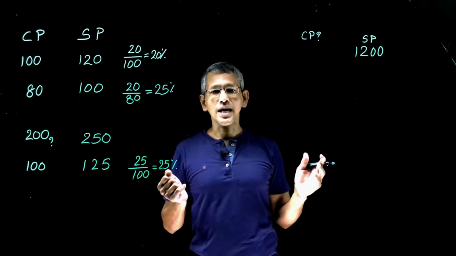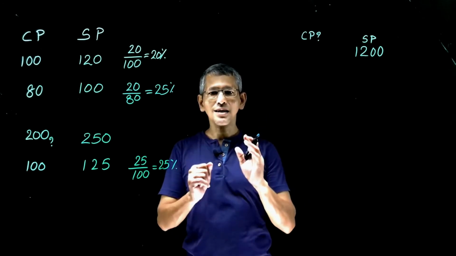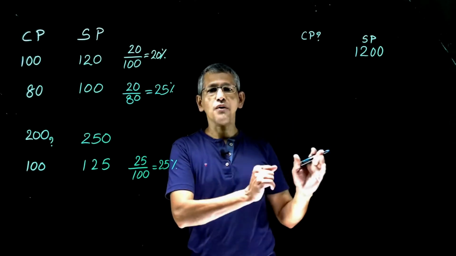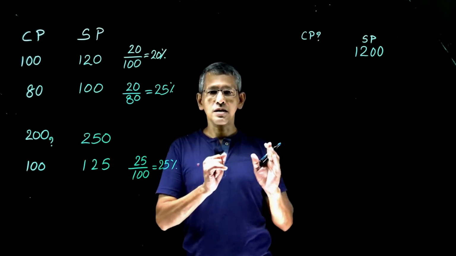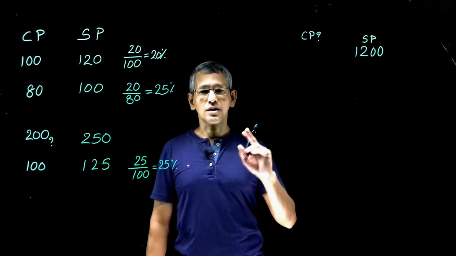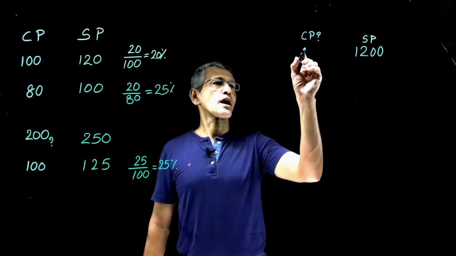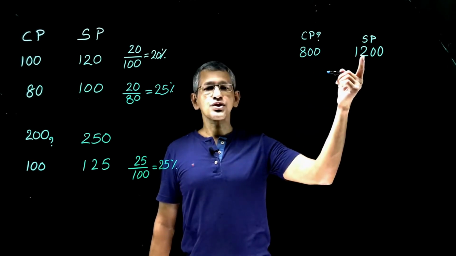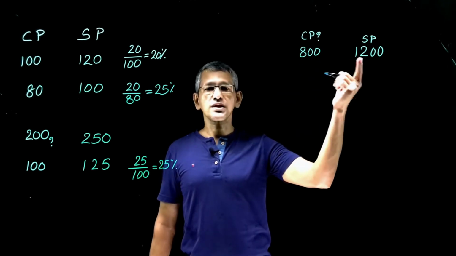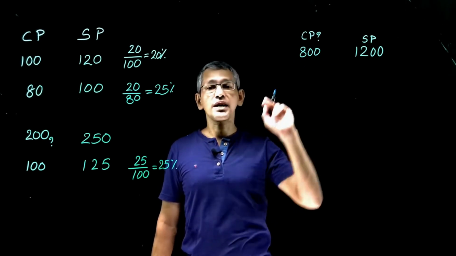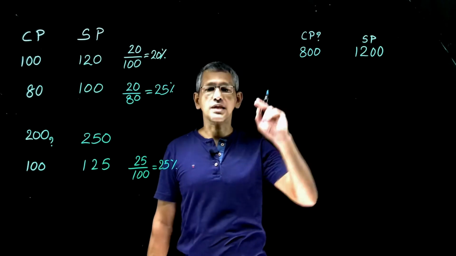How about 800? If 800 is the cost price, 800 plus 50% profit, right? So the profit must be 50% of 800. How much is that? 400. So 800 is the cost price. Then the selling price is 1,200. So what's the difference? It is 400. 400 is 50% of 800. That means the profit is 50%.